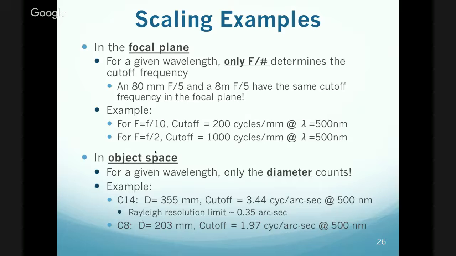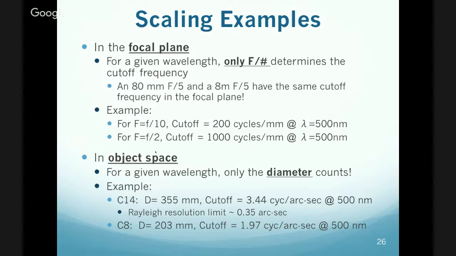So scaling. I thought I'd just give you an example. Again, in the focal plane for a given wavelength, only f number determines the cutoff frequency. So an 80 millimeter f5 and an 8 meter f5 system have the same cutoff frequency in the focal plane. Oh my gosh, that's kind of startling. For example, in f10, the cutoff frequency is about 200 cycles per millimeter at a half micron wavelength. For f2, the cutoff's 1,000 cycles per millimeter. Obviously, the lower the f number, the higher the spatial frequency that gets through.